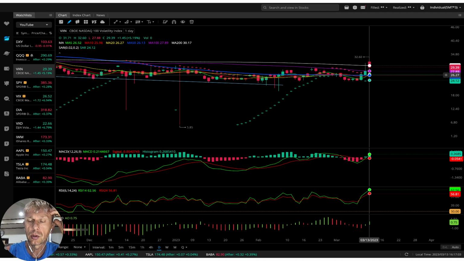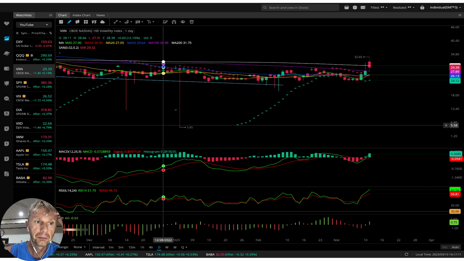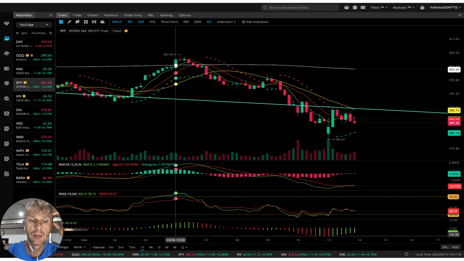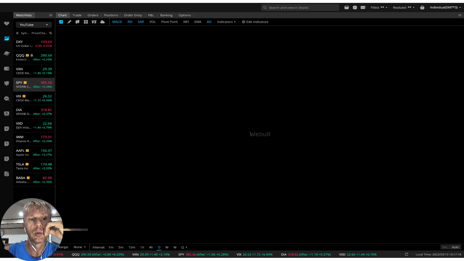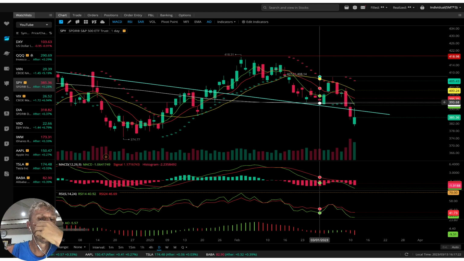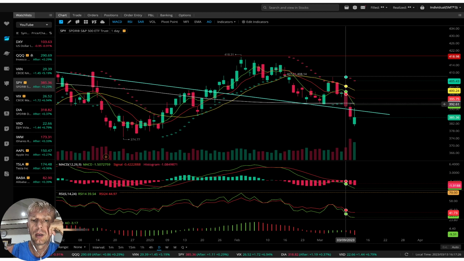MA5 is bullish crossover. It is bullish trend, bullish signal on VXN, volatility index for Nasdaq. Let's move to SPY. SPY daily, let's see what's going on with the SPY. SPY, you see that what I told you, SPY already closed below MA200, white line.